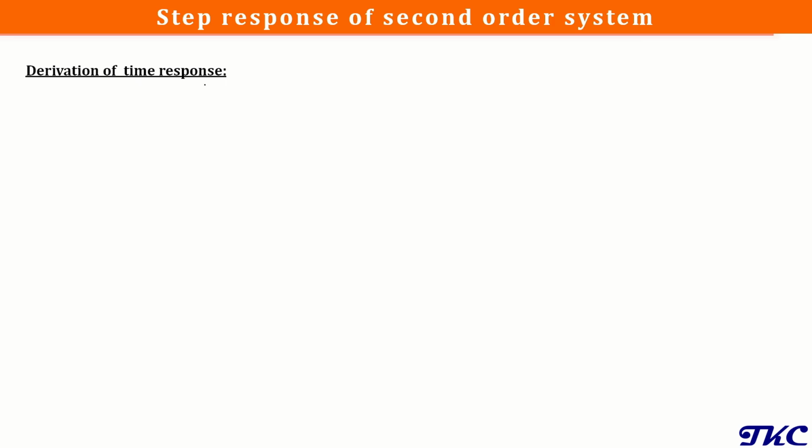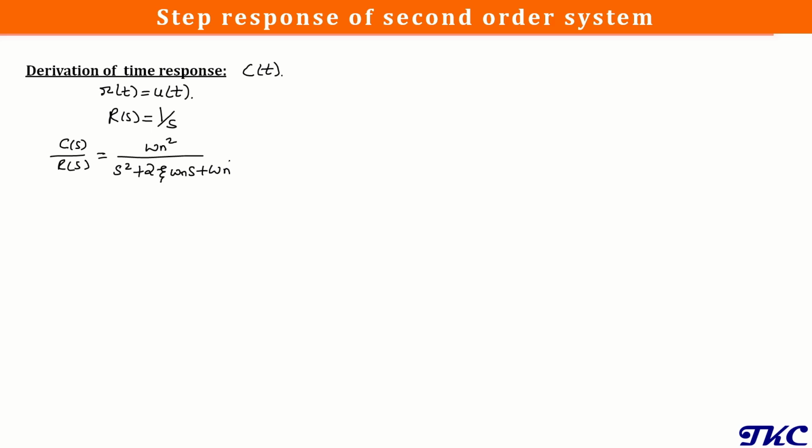Now let's derive the time response of a second order system when we are applying a step input to it. So we will be determining C of t here. We also know how to represent a step input in the time domain. It is written as R of t is equal to U of t. We can convert this into complex form by taking the Laplace transform, and in that case it will become R of s equal to 1 by s. And the transfer function for a second order system is C of s upon R of s equal to omega n square upon s square plus 2 zeta omega n s plus omega n square.